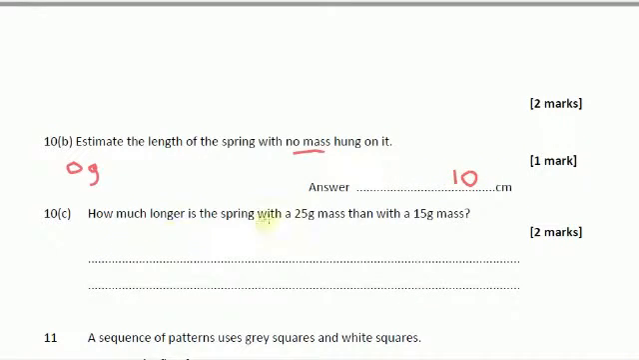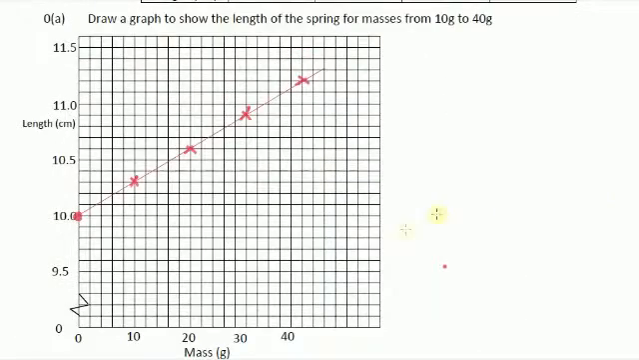And second part, how much longer is the spring with a 25 gram mass than a 15? So we have to work out those two on the line. 25, there's 20, there's 30, halfway between them. It's going to be there. That's 25 grams. And there's 15 grams. So try to read these across here. This one is halfway between two squares about there.